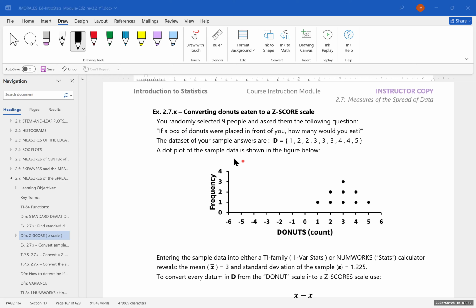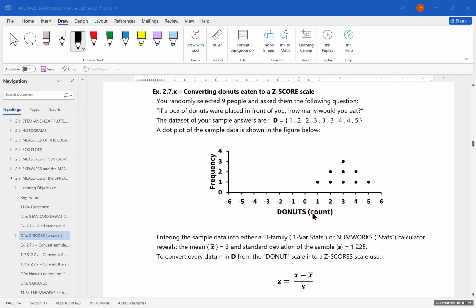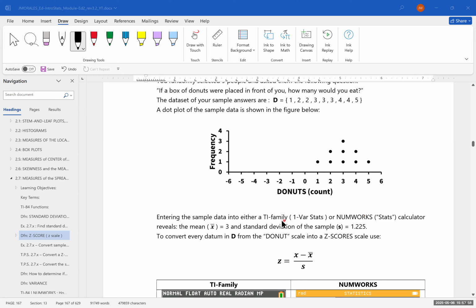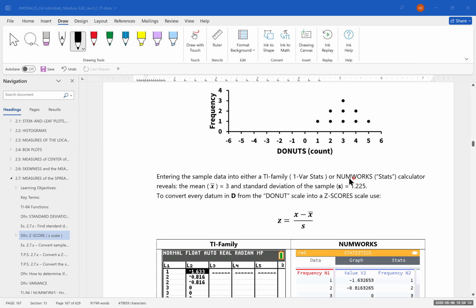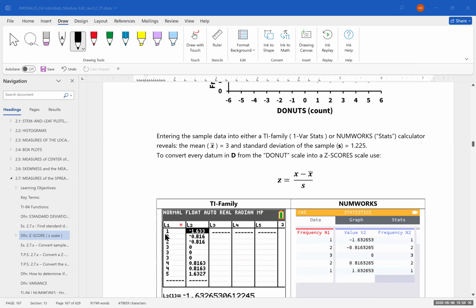So down below is a dot plot of the sample data that's shown in the figure here. So, one person would take 1 donut, 2 people would take 2 donuts, 3 people would take 3 donuts, 2 people would take 4 donuts, and 1 person would take 5. So we can enter this data into Texas Instruments and the NumWorks calculator, and we can use that to convert from units of donuts into a z-scale. And we can do it with this equation.